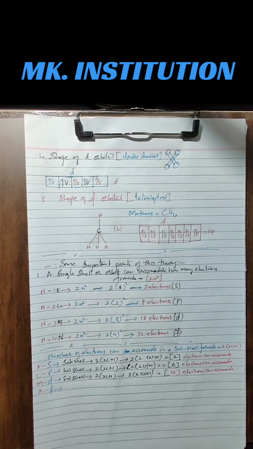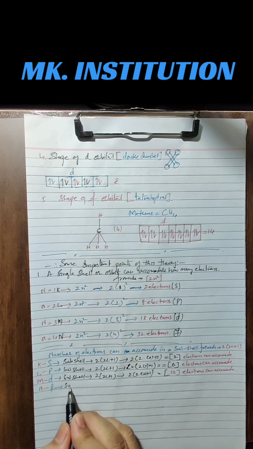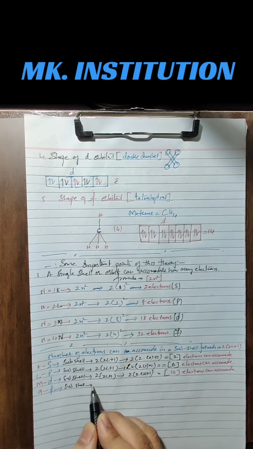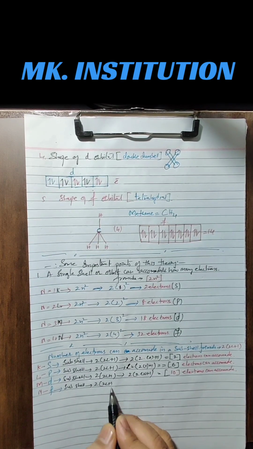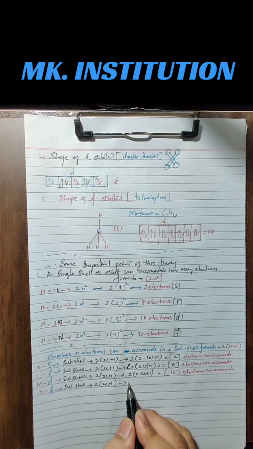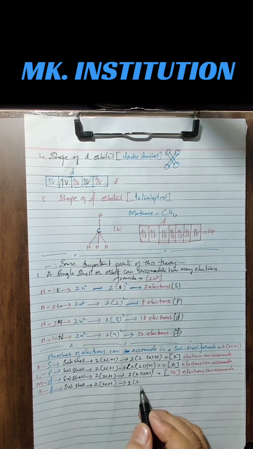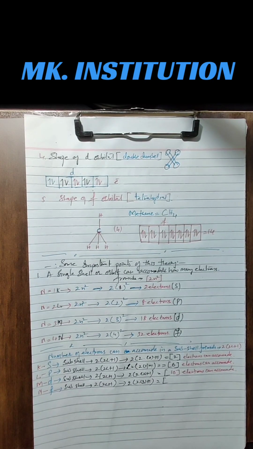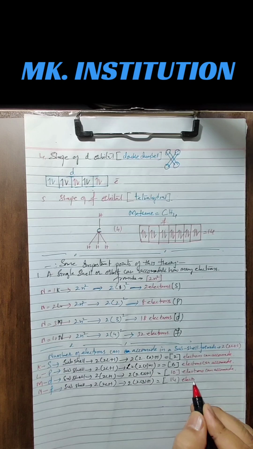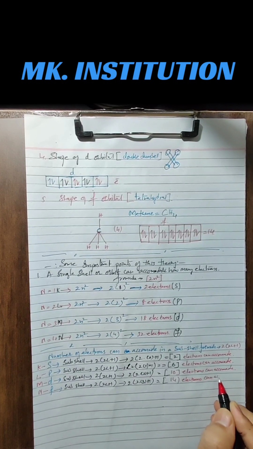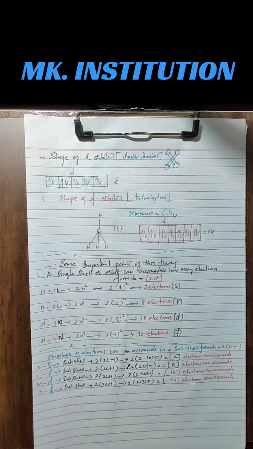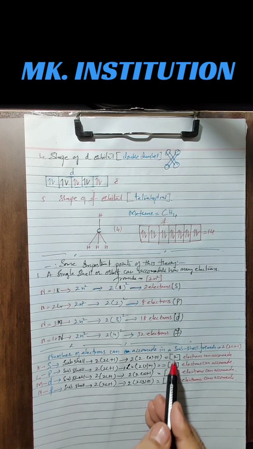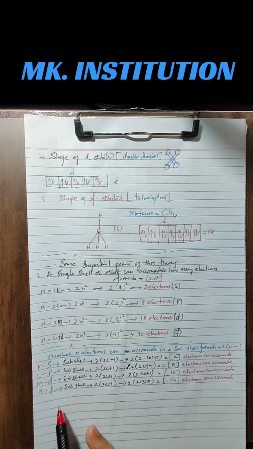Clear? And the last one is the F subshell. 2 into 2L plus 1 gives, for the last one, 2 into 3 plus 1. So how much are you getting here now? 14 you are getting here. 14 electrons can accommodate. Clear? These are the number of electrons that can accommodate in subshells, S, P, D, F. In each subshell you can find all this data.